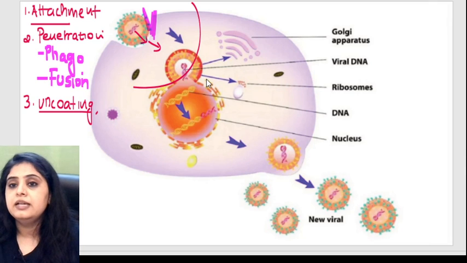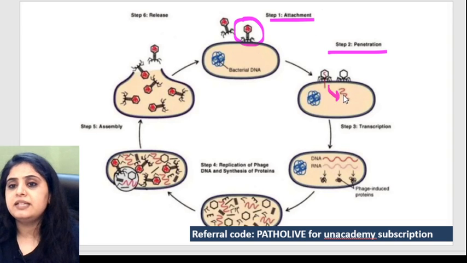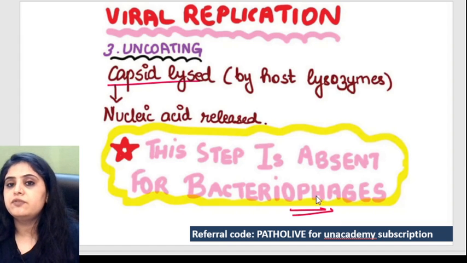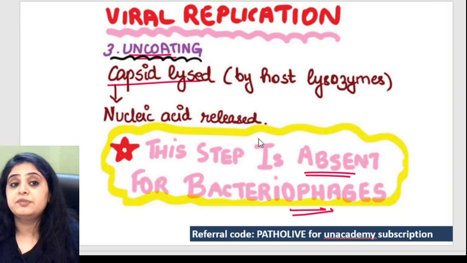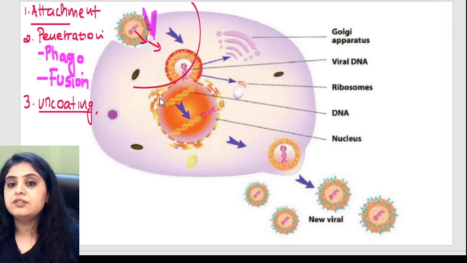For example, whatever this capsid is, you have to remove this capsid. But tell me, in case of bacteriophage, didn't the DNA come directly inside? Was there a capsid around it? No, the DNA has directly been injected inside. So tell me, in case of a bacteriophage, will the uncoating step be present or absent? It's absent.